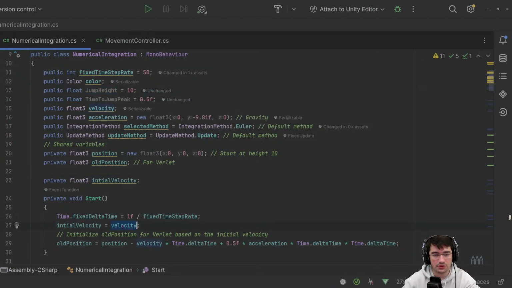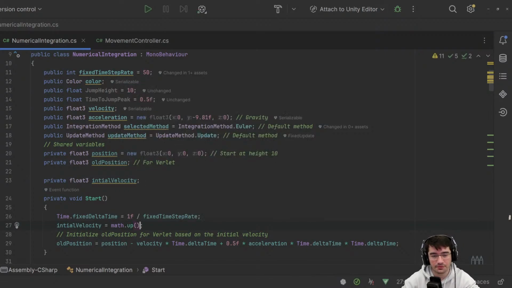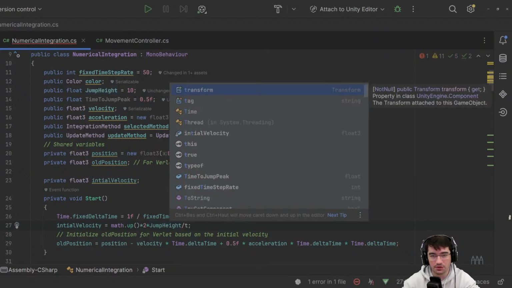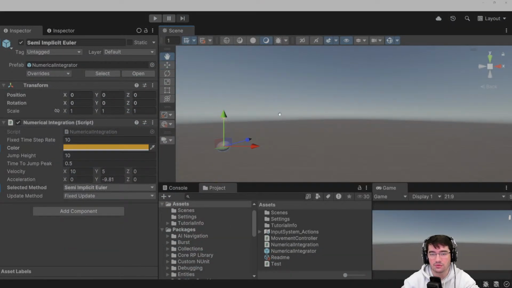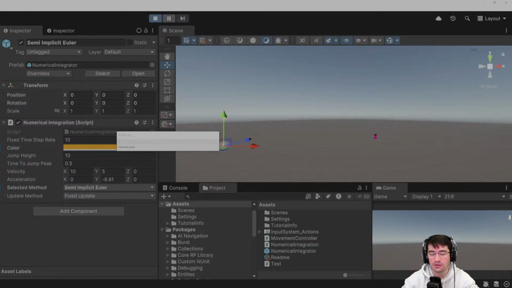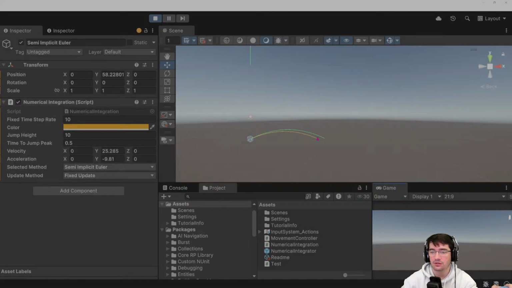My initial velocity will be Vector3.up times 2 times the jump height divided by the time to peak. That should give me the jump height I expect. Then might have been a bit big.